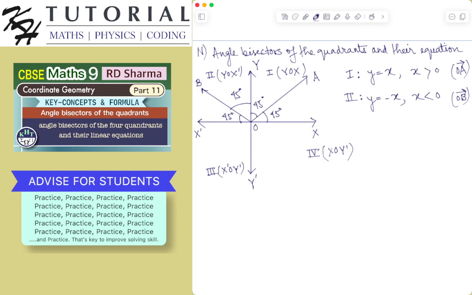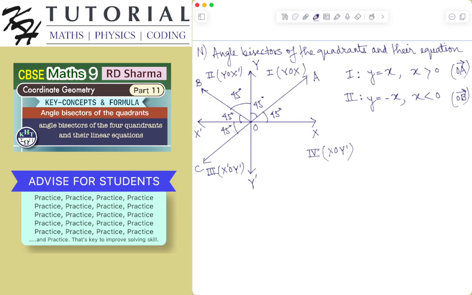What will be the angle bisector of the third quadrant? Basically, it will be the angle bisector of the third quadrant and the angle bisector of the first quadrant. They will coincide, but it will be something like this. So let's say OC, the ray OC is the angle bisector of the third quadrant. Obviously, this is 45 degree.